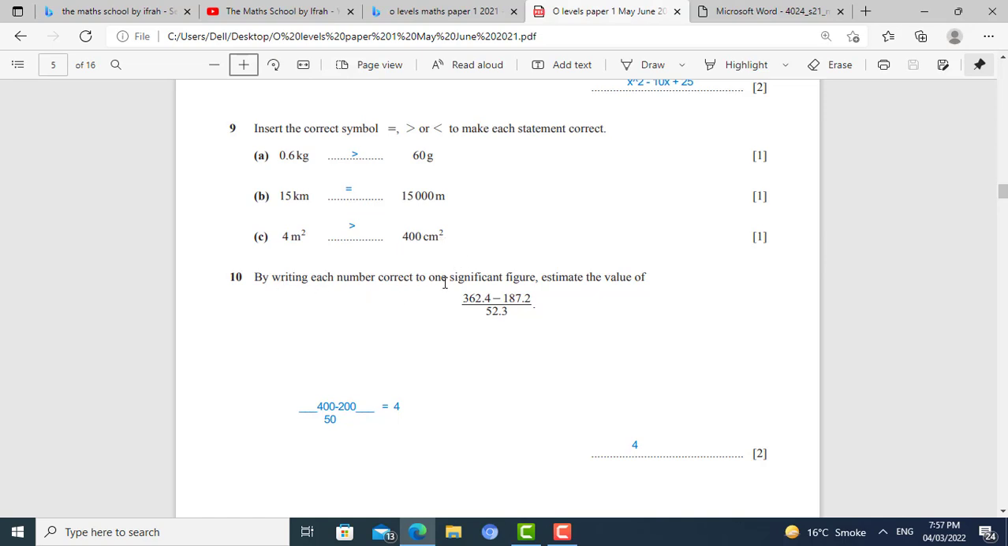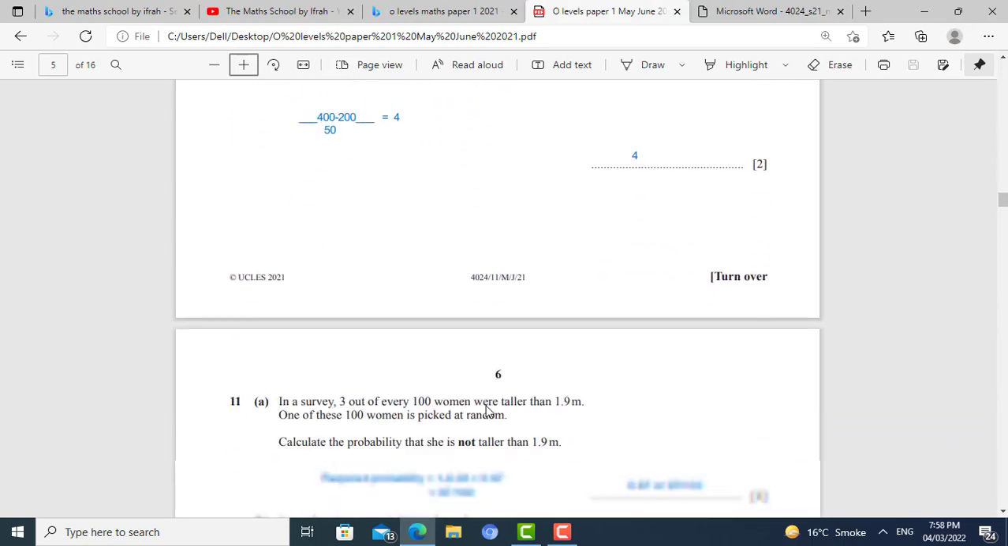By writing each number correct to one significant figure, estimate the value of 362.4 minus 187.2 over 52.3. So that is 400 minus 200 over 50, that is 4, which is our correct answer.